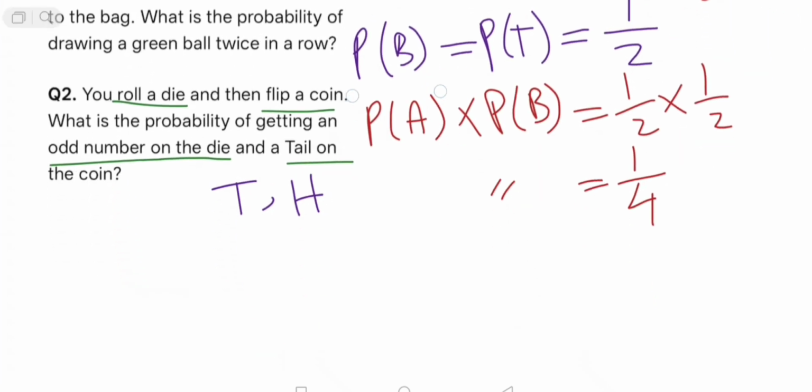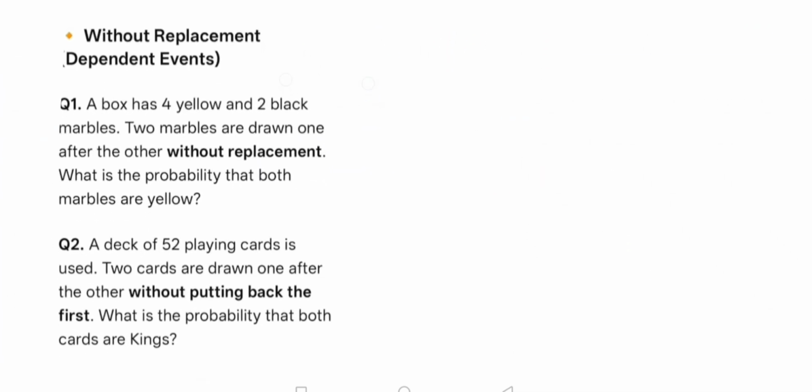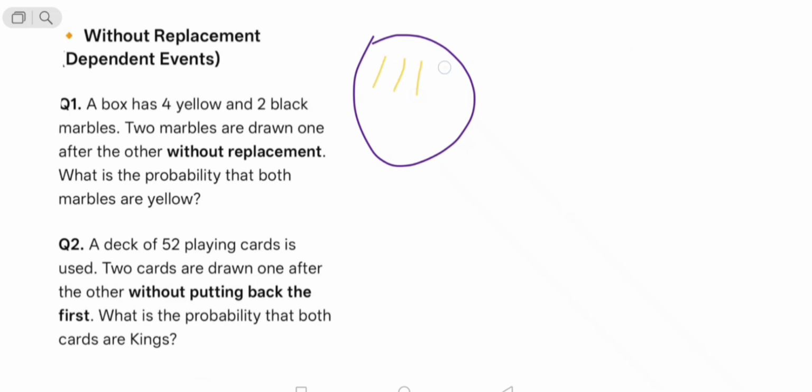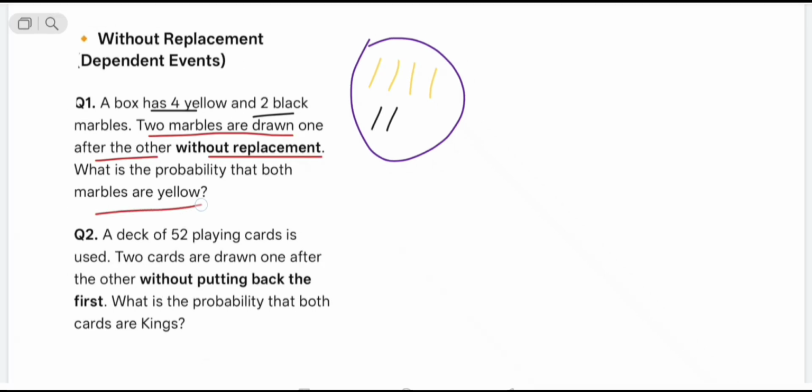Now we will try to solve without replacement. Look here in this question, we have a bag, a box. There are 4 yellow. For example, this is yellow. How many? 1, 2, 3, 4. Then how many black? They said the black are 2. So 4 yellow and 2 black. 2 marbles are drawn one after the other without replacement. We will not replace. Both marbles are yellow.